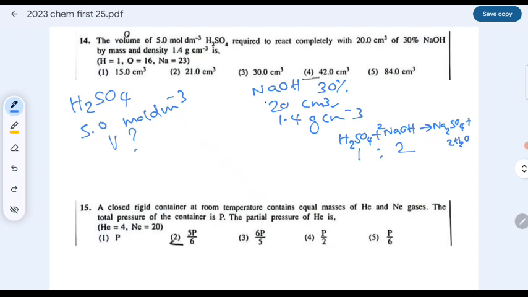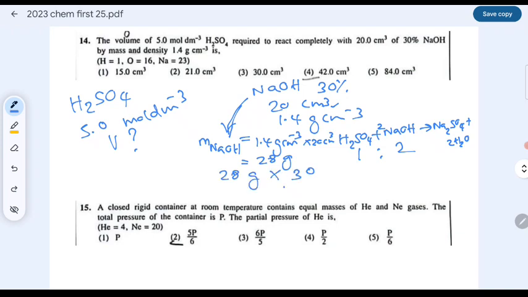The density is 1.4 grams per cubic centimeter and 20 cubic centimeters is used. So we can find the mass of the solution by multiplying the density and volume: 1.4 grams per cubic centimeter times 20 cubic centimeters. It gives 28 grams. Then from this 28 grams, there is only 30%. When you simplify, you will get 8.4 grams.